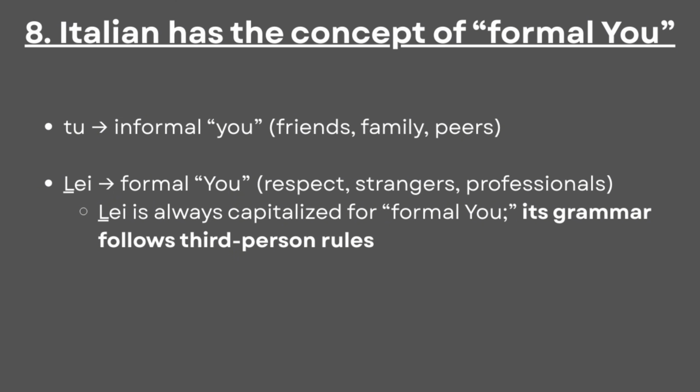Number 8. Italian has a formal you, consisting of tu and lei. Tu is the informal you, which is used with friends, family, and peers. On the other hand, lei is the formal you that is used with respect, strangers, and professionals, and it follows third-person grammatical rules.